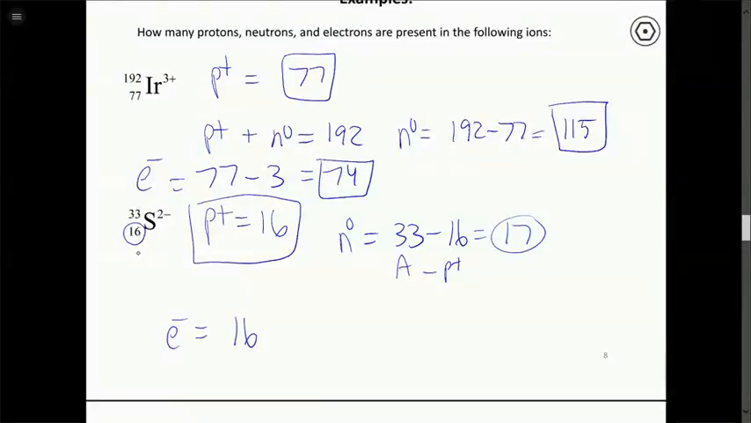But then for the electrons, we have 16 protons in the nucleus. We have a 2 minus charge, that means we have 2 extra electrons. 16 plus 2 is 18. All right, so again, we're adding 2 because of the 2 minus charge.